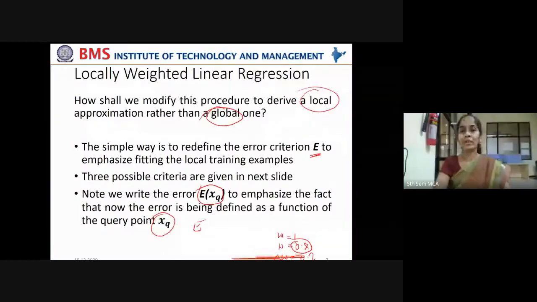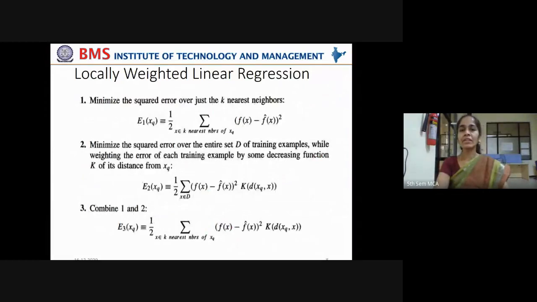Remember, E of xq, that is the error estimate of xq, is not measured on the entire training set. It is measured only with respect to the query point xq. That is why it is called local linear regression. Now, what are the 3 criteria to perform this? Minimize the squared error over just the k nearest neighbors. Don't try to minimize the prediction error over all the training examples. Just try to minimize the squared error only over the k nearest neighbors. Say this is the new instance. You have lots of data points.